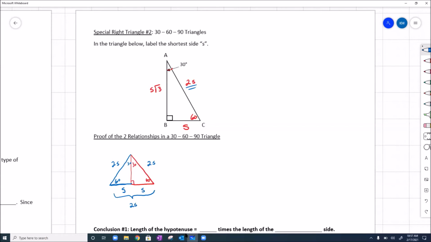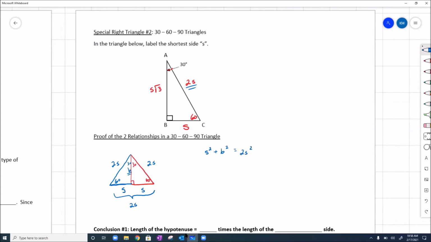And now we need to find our long leg of this triangle. Call it B here. We can find this by using the Pythagorean theorem. Remember, the Pythagorean theorem basically tells us that the sum of the two legs squared should equal the hypotenuse squared.